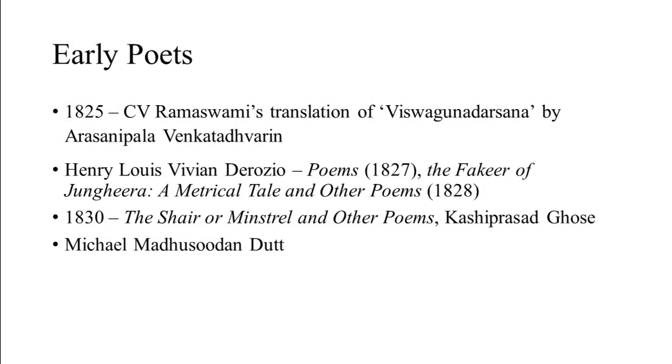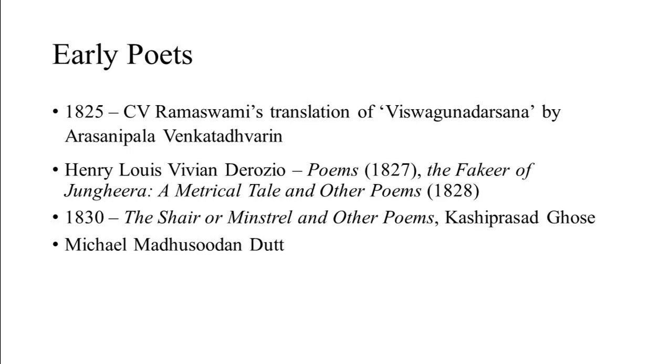Now we move on to the early poets of this era up to 1857. The first English poem to appear among Indian writing is C.V. Ramaswamy's translation of Vishwaguna Darshana by Arasanipala Venkata Dhavarin. So C.V. Ramaswamy, who wrote the biography of Deccan poets, also translated some of the Deccan poets into English. Vishwaguna Darshana was the first to be published in 1825, but it is a translation.